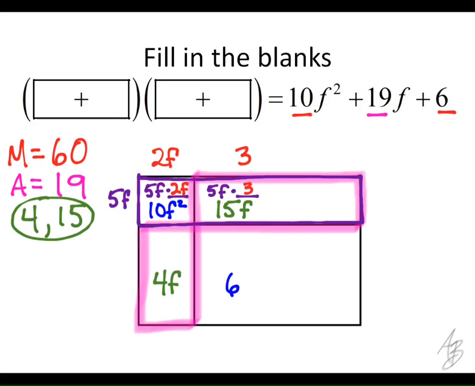Getting close. So down here now, in the bottom row, we're going to have a width of 2F here, so it's going to be something times 2F and something times 2F. What do I multiply by 2F to get 4F?